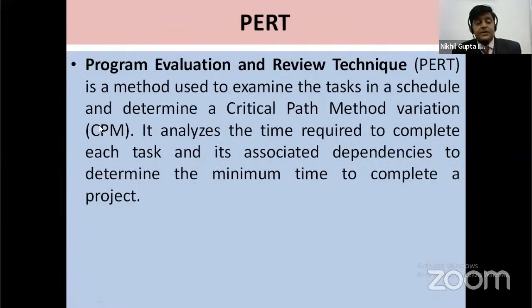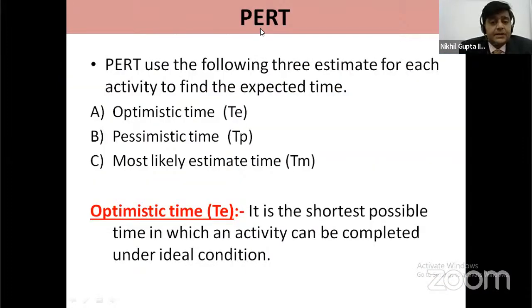Next is PERT, Program Evaluation and Review Technique. It is a method used to examine tasks in a schedule and determine the critical path. It analyzes the time required to complete each task and its associated dependencies to determine the minimum time to complete the project. PERT depends upon three types of time: optimistic time, pessimistic time, and most likely time, to calculate the expected time.